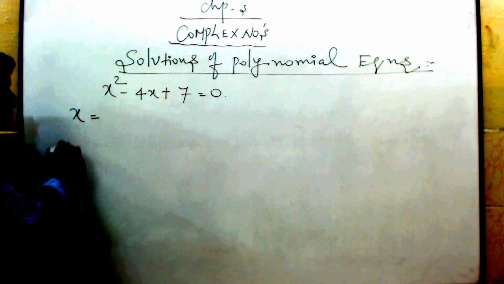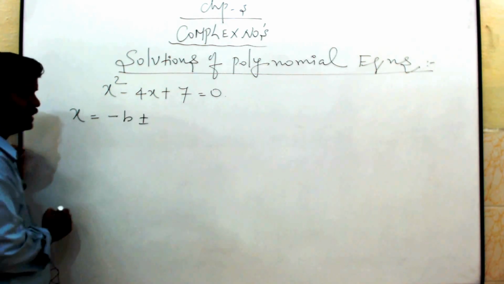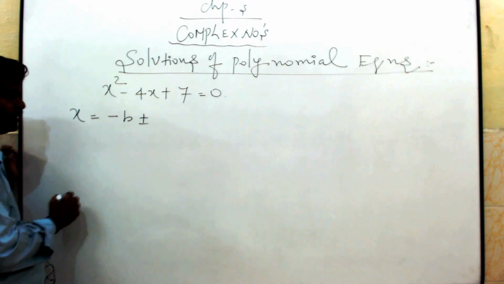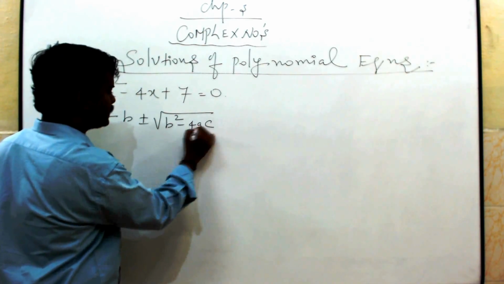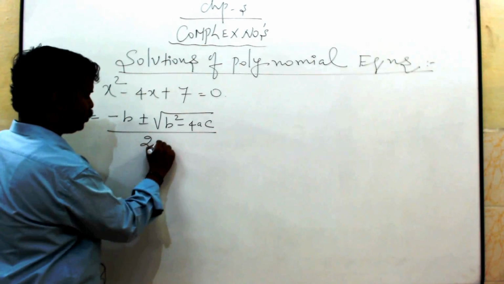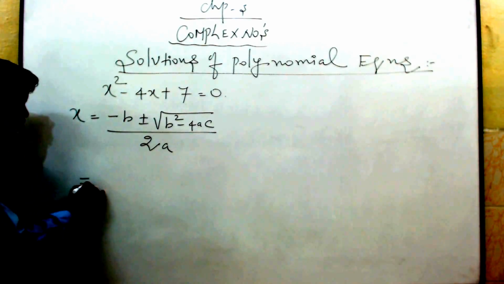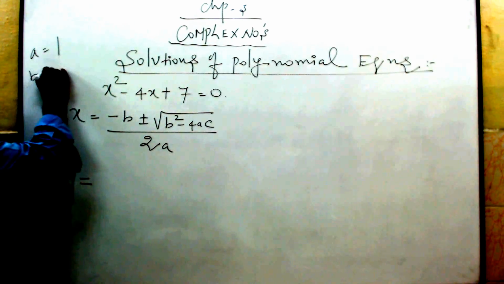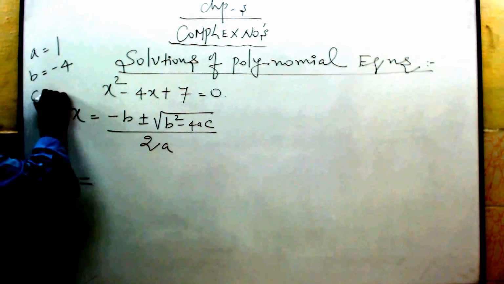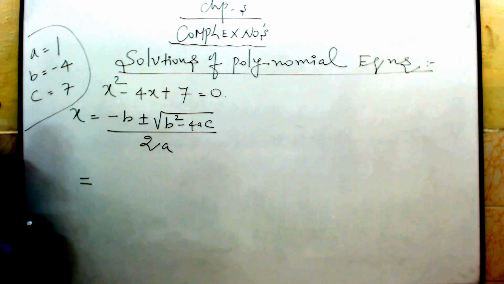Next step is we have to approach the formula method. Remember what is the formula? Minus b plus or minus root of b square minus 4ac divided by 2a. So this is the formula. Can you tell me what is a, b, c? A is 1, b is -4, the value of c is 7. Substitute all the values here.